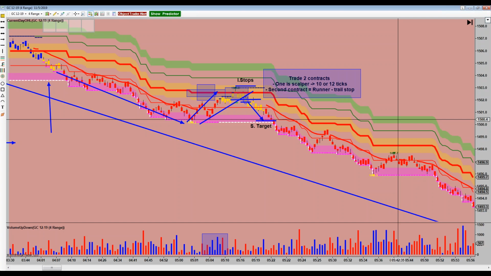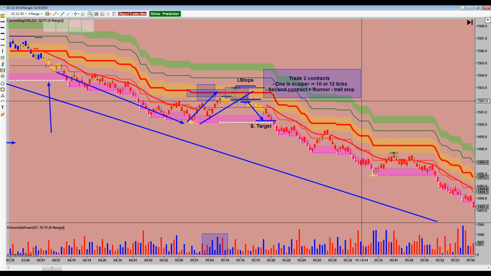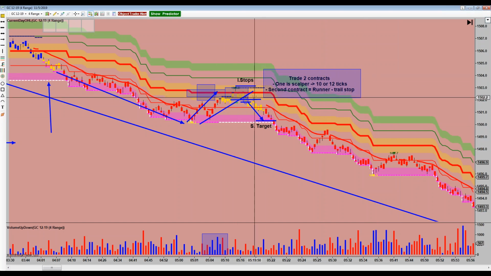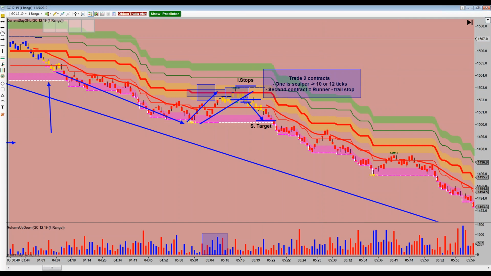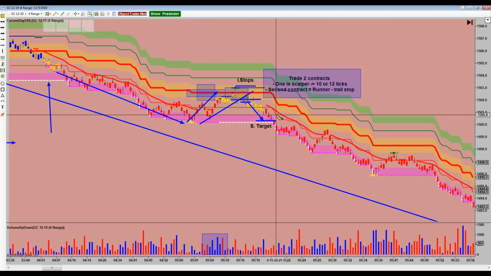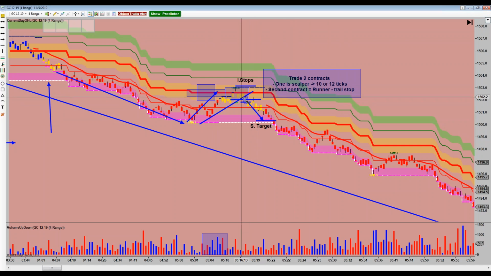Gold, a good target's 10 or 12 ticks, because if it's going to move in your favor, you're going to get that pretty darn quickly. Okay? All right, so that's your scalp. Now, if you're trading manually, what you need to do is take your initial stop. Once you hit your scalp target, you have 1 contract remaining. You take 1 off here, and you move your initial stop down to within 2 or 3 ticks of your entry. So now your stop would be here.